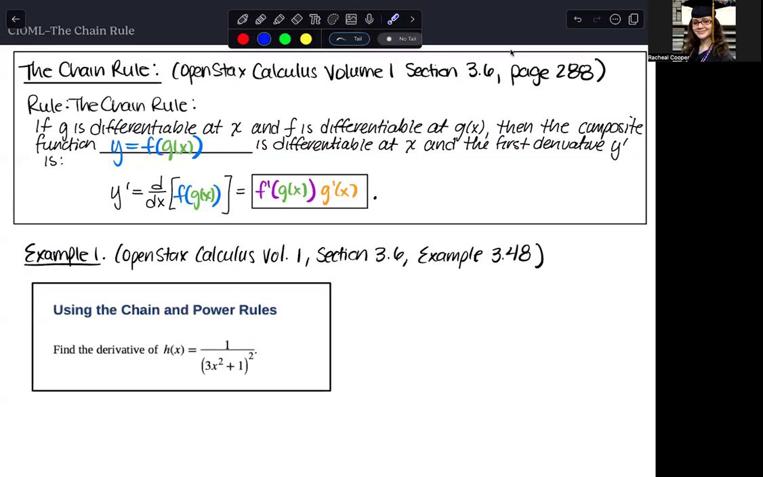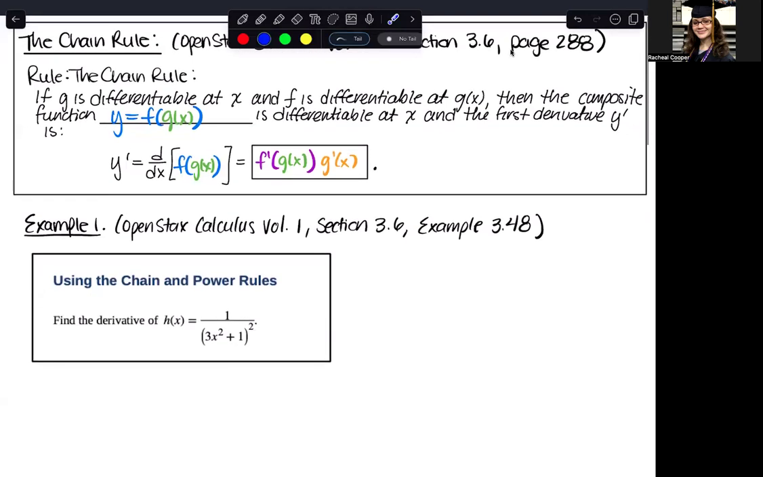Today, we are going to review the chain rule. The chain rule is stated here, and remember that the chain rule relies on identifying the function composition, if you're given one, in a problem. You may find this rule stated in section 3.6 of OpenStax Calculus Volume 1.